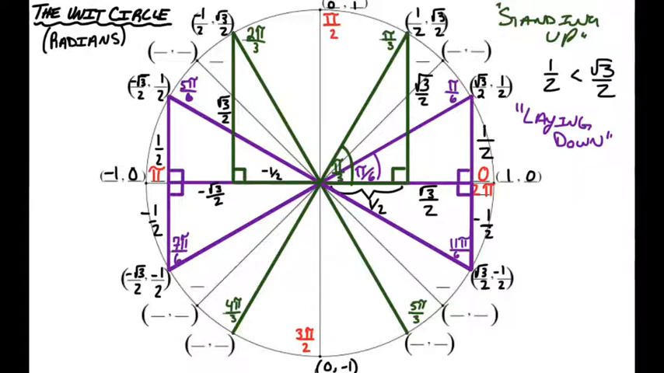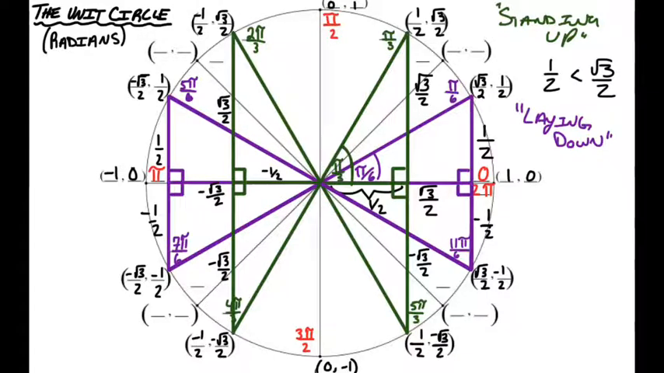For 4 pi over 3, we're going to make that same triangle. Remember, it's the one that's standing up. So now I have root 3 over 2, but it's in the negative direction. The base would still be negative a half. And for 5 pi over 3, make the triangle. So we already know the base is positive a half. The height would be root 3 over 2, and that is in the negative direction. Okay, so we have our point.